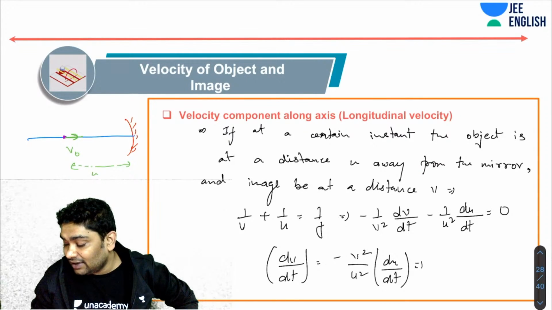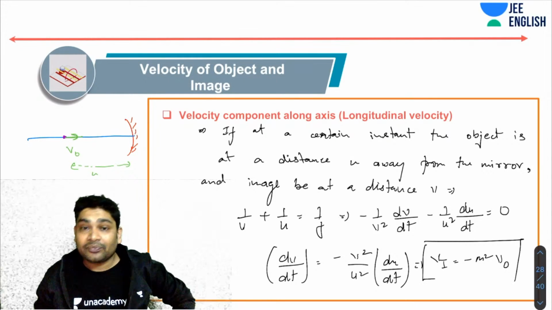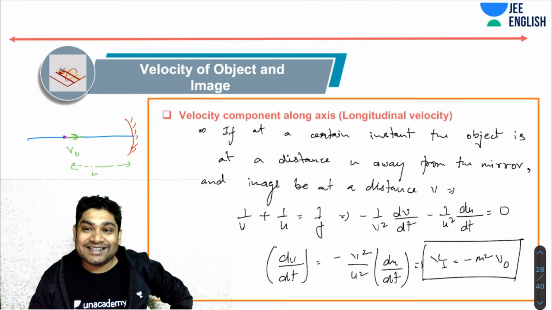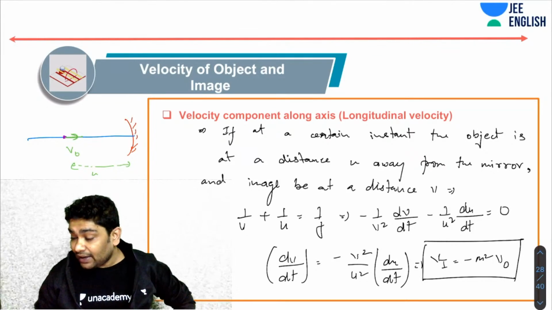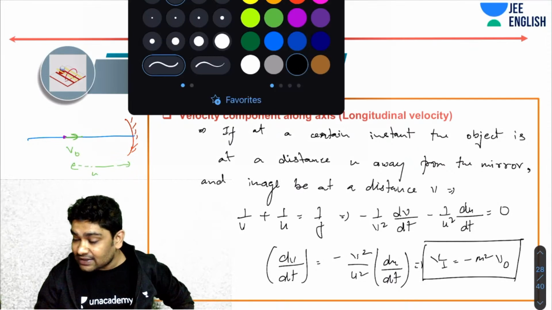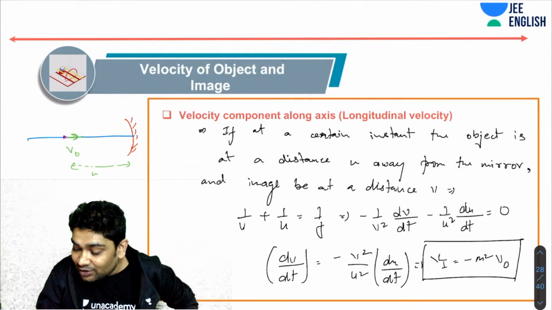So I can say that velocity of image is minus m square times velocity of object. This is important. This is how the image velocity would be related. Now the minus sign is telling you that if your object is going in this direction, then your image will be going in the opposite direction.